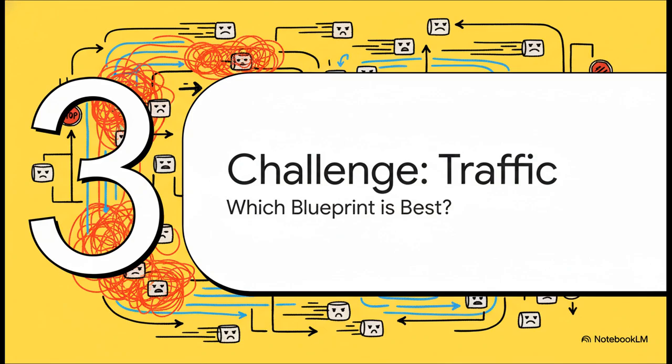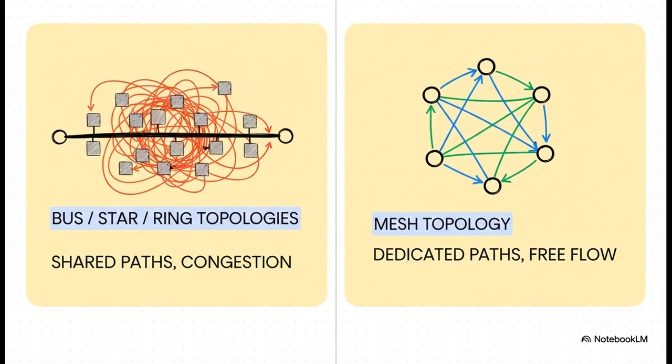This one's about something we all hate, traffic jams. But I'm not talking about cars, I'm talking about your data. Some of these network designs get clogged up way easier than others. So on one hand, you've got your bus, star, and ring setups. Think of these like sharing a single highway or having to go through one busy intersection.